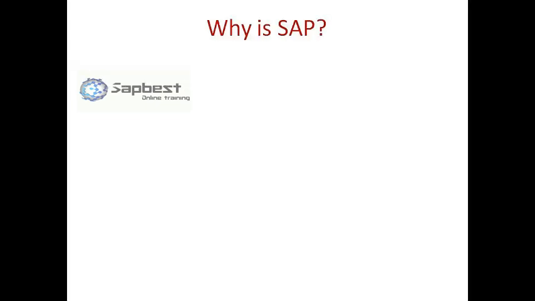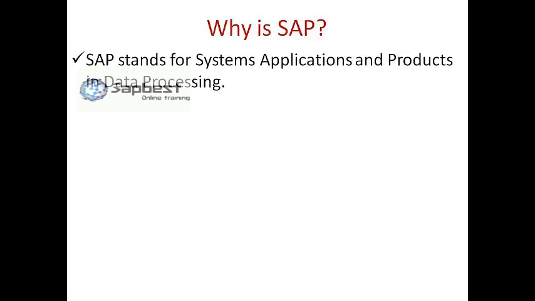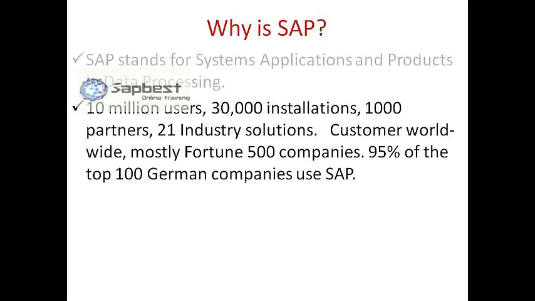So why do we need SAP? SAP stands for System Applications and Products in Data Processing. Okay, that's the full form of SAP, System Applications and Products in Data Processing or Database Processing. So worldwide we have 10 million users, 30,000 installations, 1,000 partners, 21 industry solutions, and customers worldwide, mostly Fortune 500 companies. 95% of the top 100 German companies use SAP.